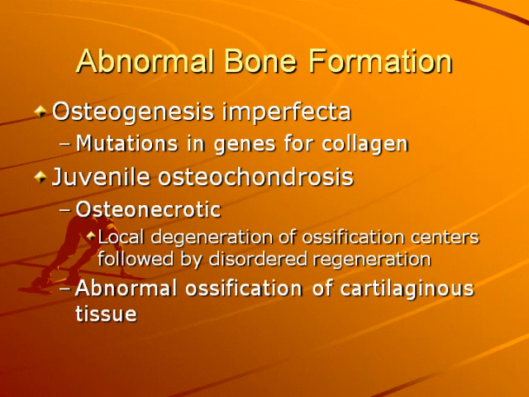Basically, children are born with this. They have mutations in their genes for their collagen. It affects their collagen formation. And these children will have severely fragile bones, very low bone mass, and that results in lots of breaks. I mean, lots of breaks. They can just fall real easily and break a bone.